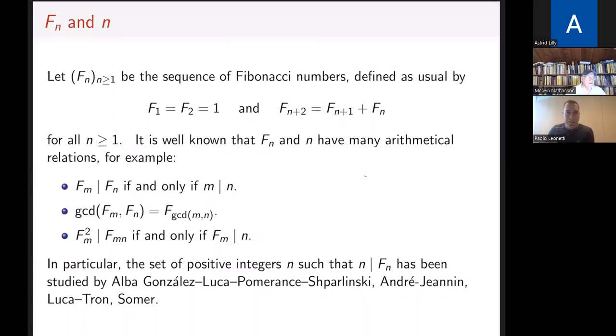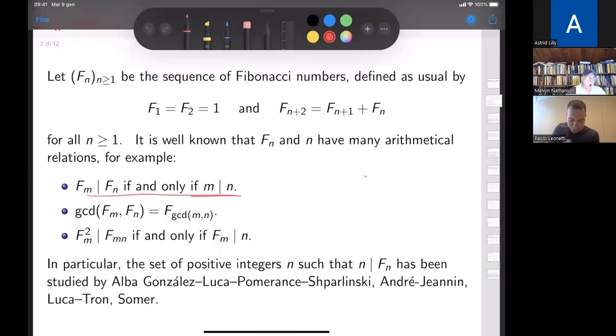Now, we know that F_n and n have many properties. The first one is that a Fibonacci number divides another one if and only if the same divisibility holds also for the corresponding indexes. Another property is that it is a divisibility sequence, which means that the greatest common divisor between two Fibonacci numbers coincides always with the Fibonacci number of the greatest common divisor of the two indexes. Another one is that F_m to the power of 2 divides F of the product between m and n if and only if F_m divides n.